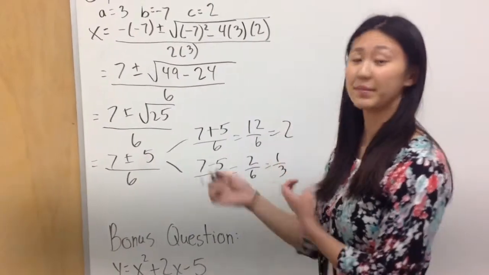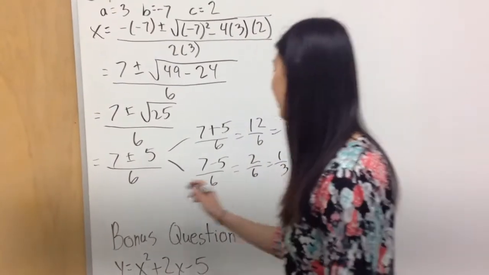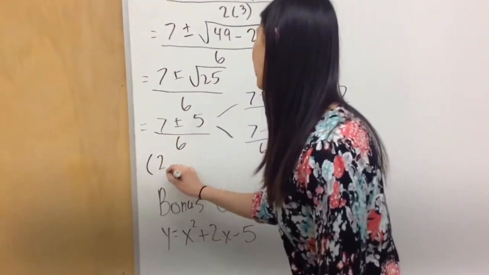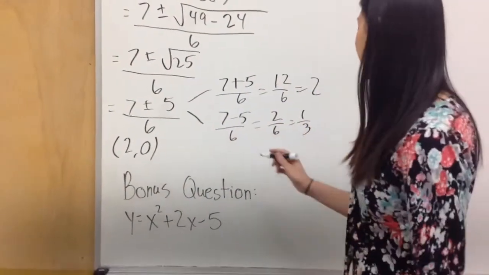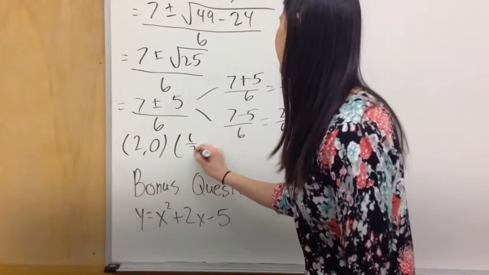Last thing I do is I write them as points, because now it's all simplified. So I write them as points. It's 2, 0, right? Because y was 0, and then we have 1/3, 0.